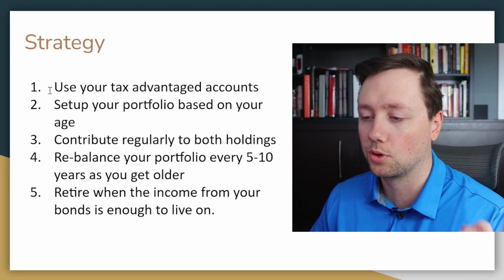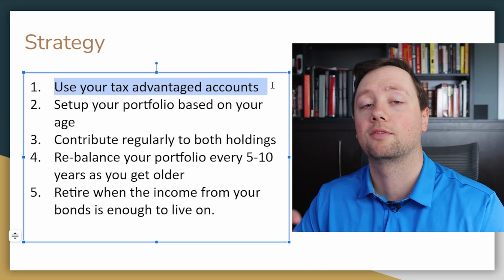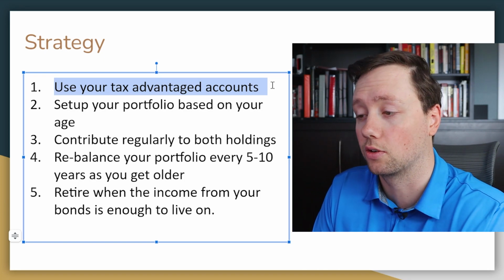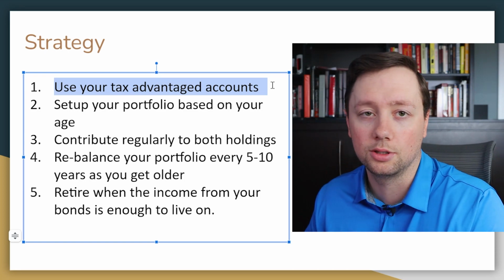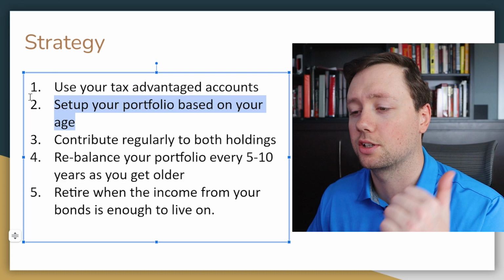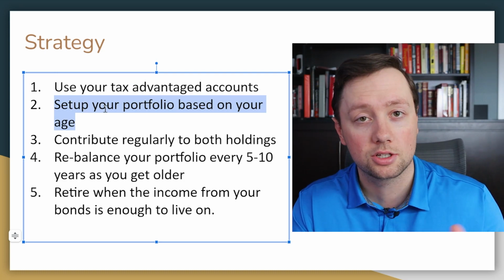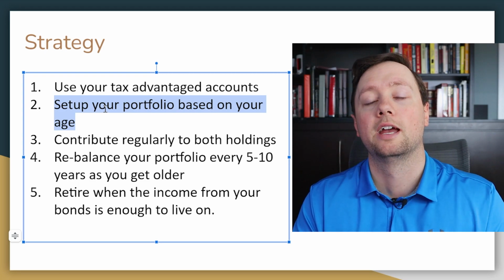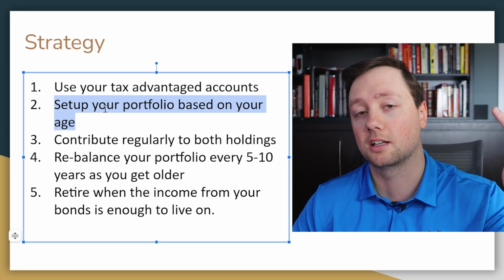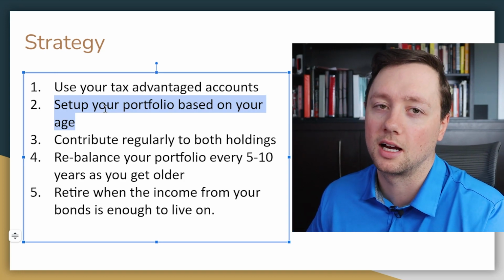Now, to set it up, the number one thing you need to consider is using your tax advantaged accounts. In Canada, we have the TFSA and RRSP. In the United States, you have the 401k and the Roth IRA. Both are super useful accounts to save money on taxes and grow your portfolio faster. Next thing is you need to set up your portfolio based on your age. Decide what percentage of your total portfolio is going to be in fixed income or bonds, and what percentage of it is going to be in equities or stocks. Definitely something that you need to decide on early.